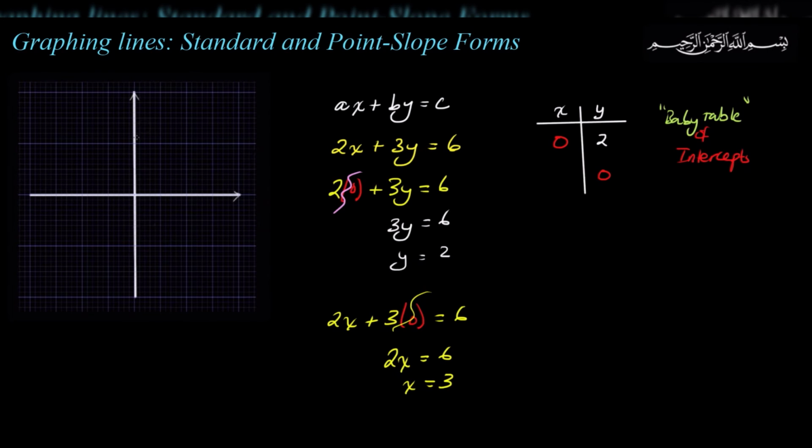Okay, so we got that. In the first scenario, we substituted 0 for x and solved for y, and in the second scenario, we substituted 0 for y and solved for x. Now we have the two intercepts. So this is the baby table of intercepts, the x and y intercepts. So all we have to do now is just graph these. So when x is 0, y is 2, and when x is 3, y is 0. Those are the two intercepts. So that's 3, 0, and here is 0, 2.